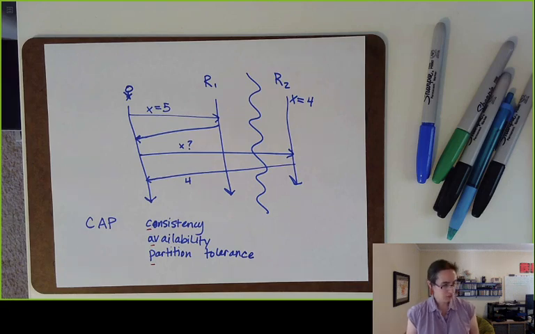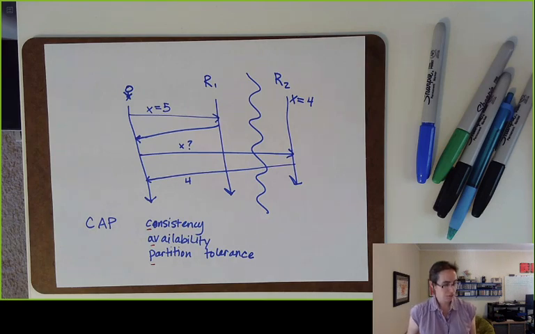CAP is widely misunderstood because some people interpret it to mean something like: consistency, availability, and partition tolerance, pick 2 out of 3. So then people will say, oh, well, I'll pick consistency and availability. And that's bad, right? Because partitions happen. They're just a fact of life, like we said. So you can't really pick consistency and availability. You have to have partition tolerance. It's not really something that you can sacrifice in a practical system.